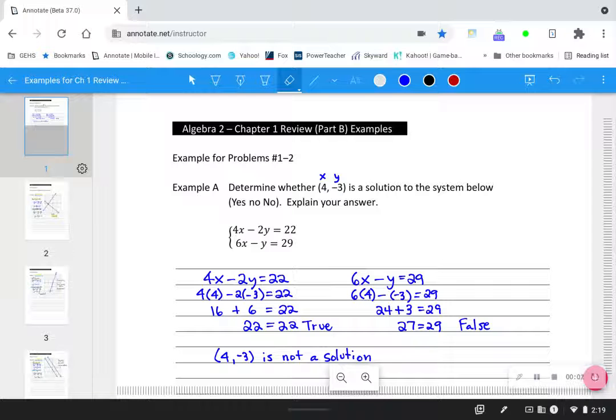Okay, this is Mr. Peterson, and we're going to look at some examples for the Chapter 1 review in Algebra 2, and this is Part B of that chapter.